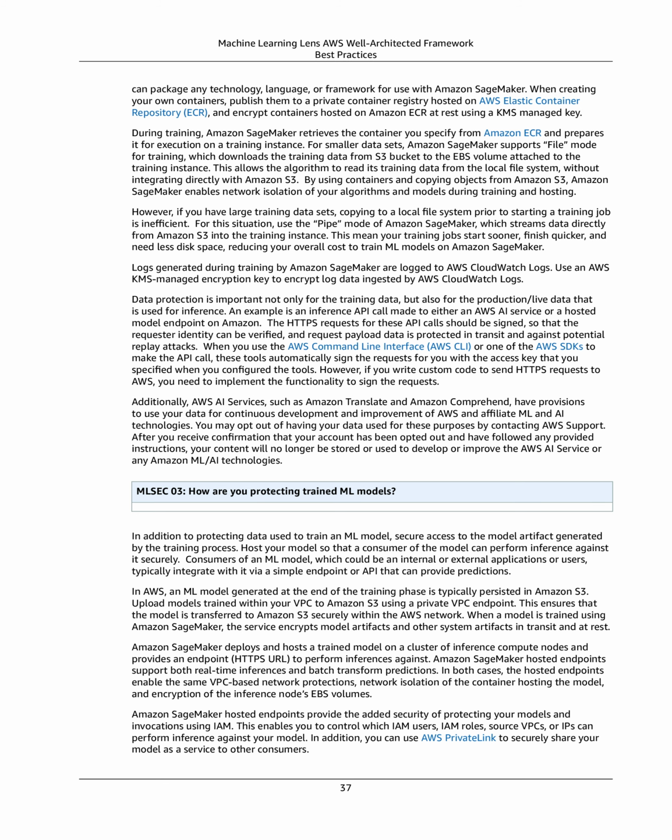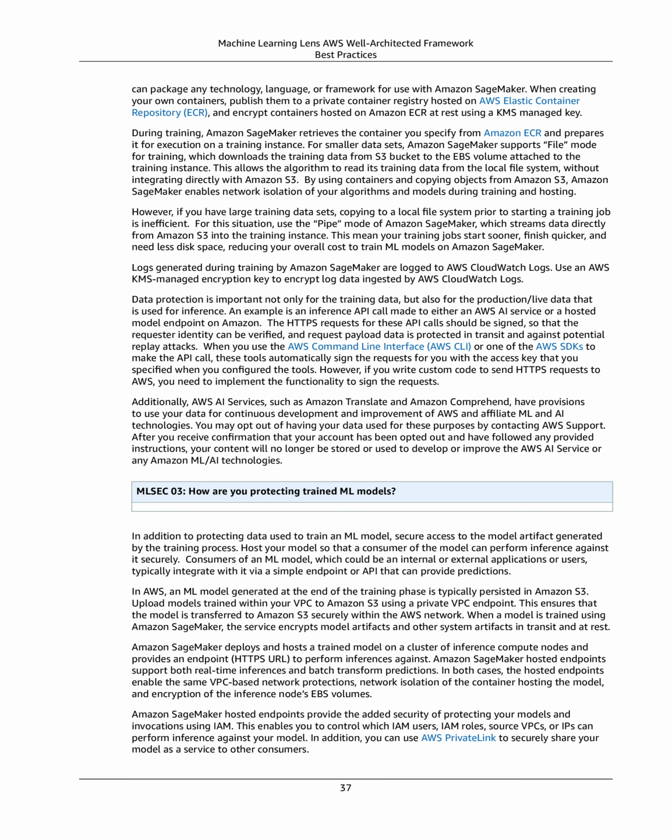In AWS, an ML model generated at the end of the training phase is typically persisted in Amazon S3. Upload models trained within your VPC to Amazon S3 using a private VPC endpoint. This ensures that the model is transferred to Amazon S3 securely within the AWS network. When a model is trained using Amazon SageMaker, the service encrypts model artifacts and other system artifacts in transit and at rest. Amazon SageMaker deploys and hosts a trained model on a cluster of inference compute nodes and provides an endpoint, an HTTPS URL, to perform inferences against.